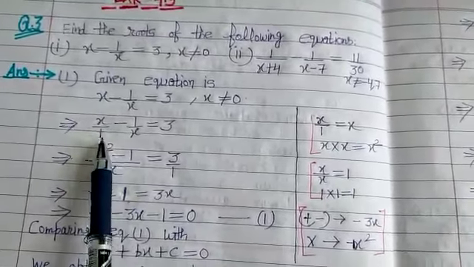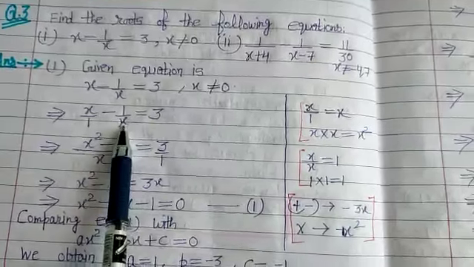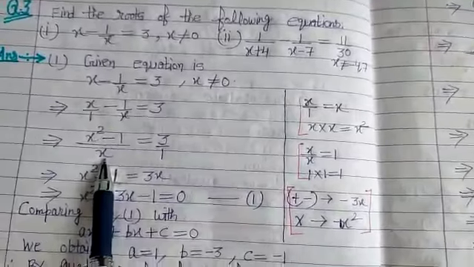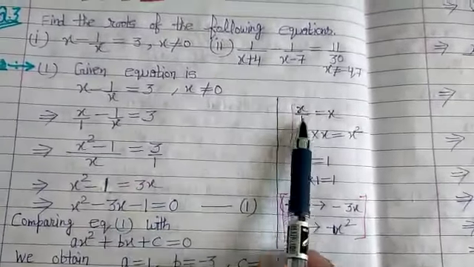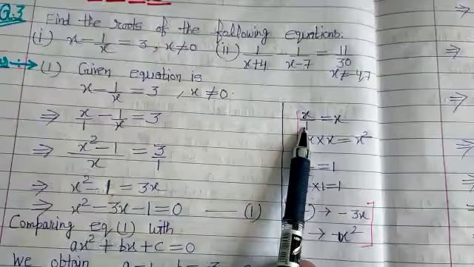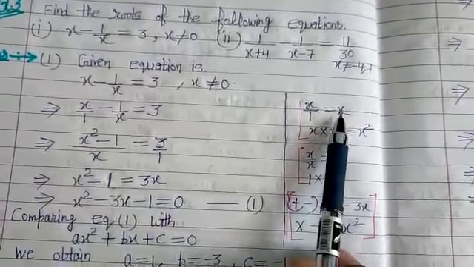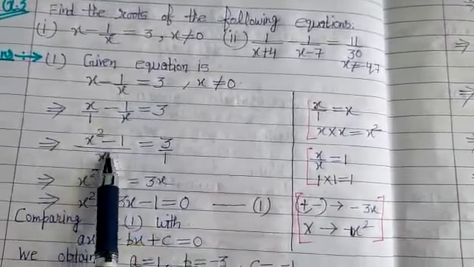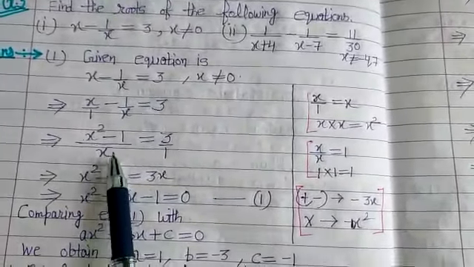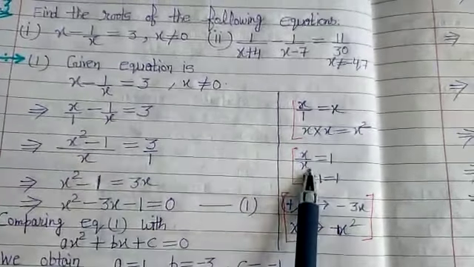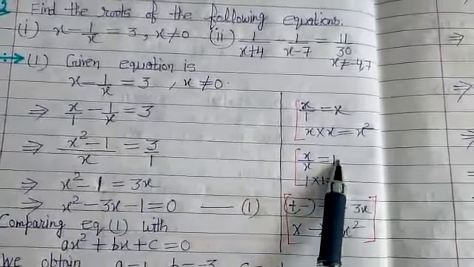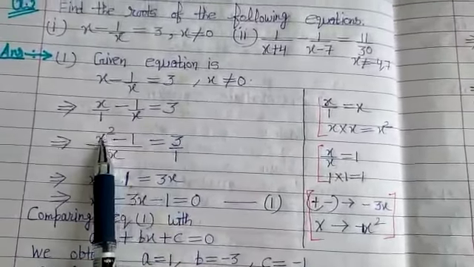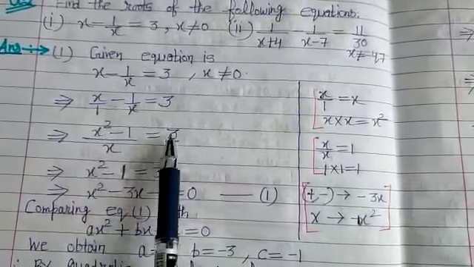In the denominator there is 1, and the second term's denominator is x. So the LCM of 1 and x is x. When x is divided by the first denominator, that is 1, our answer is x. Now x multiplied with the numerator gives x square. Same we will do with the second term. The LCM x divided by the second denominator, that is x, gives 1. 1 into the numerator, that is 1, 1 into 1 is 1. So the answer is x square minus 1 upon x is equal to 3.